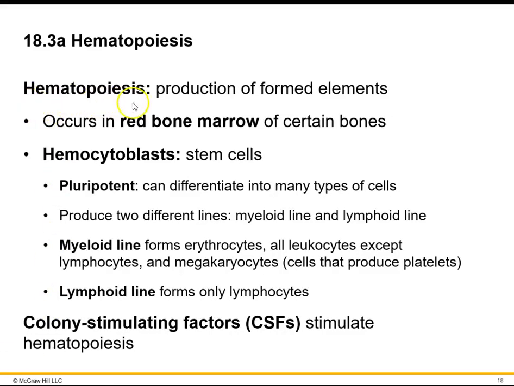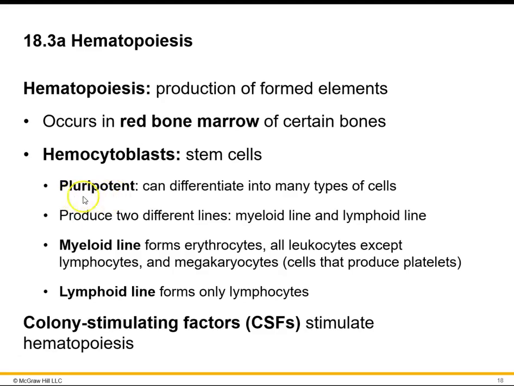All right, hematopoiesis. This is the production of formed elements, so those red blood cells, the white blood cells, and the platelets. It's going to occur in the red bone marrow of certain bones, and it's going to involve stem cells. And these stem cells are called hemocytoblasts.